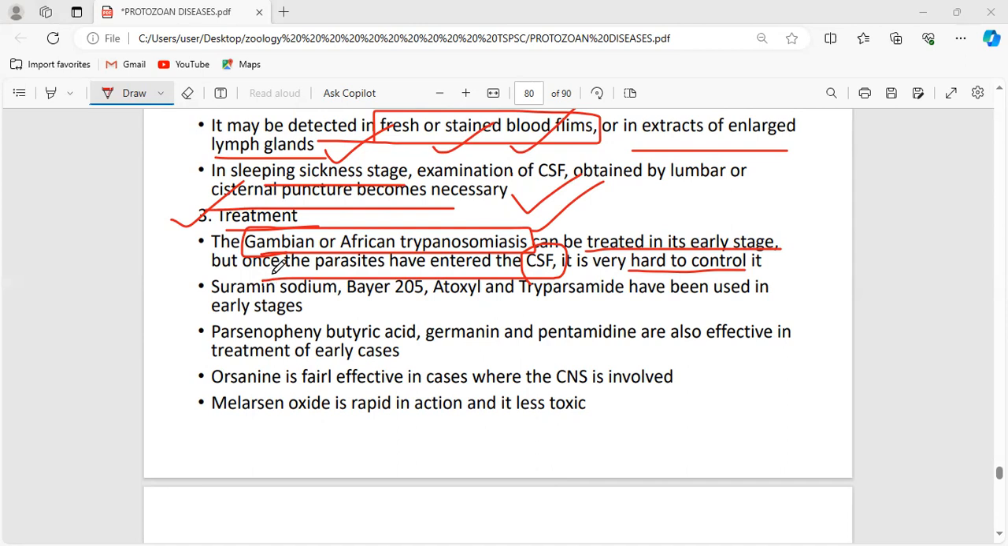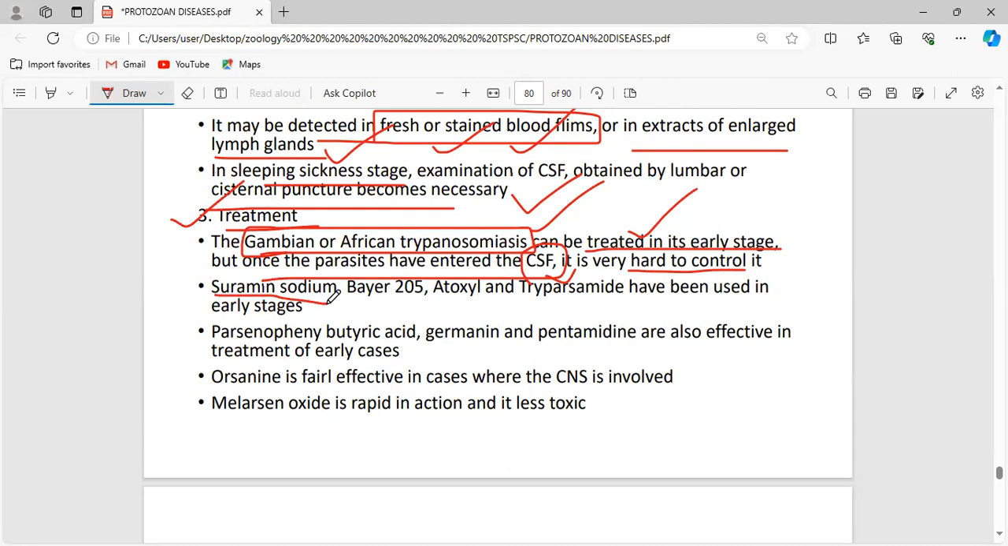Okay. If any disease is caught at the initial stage, it can be treated in the initial stage. But once it is at a matured stage, and in the case of trypanosoma, when it reaches the CSF, it is very hard to control.